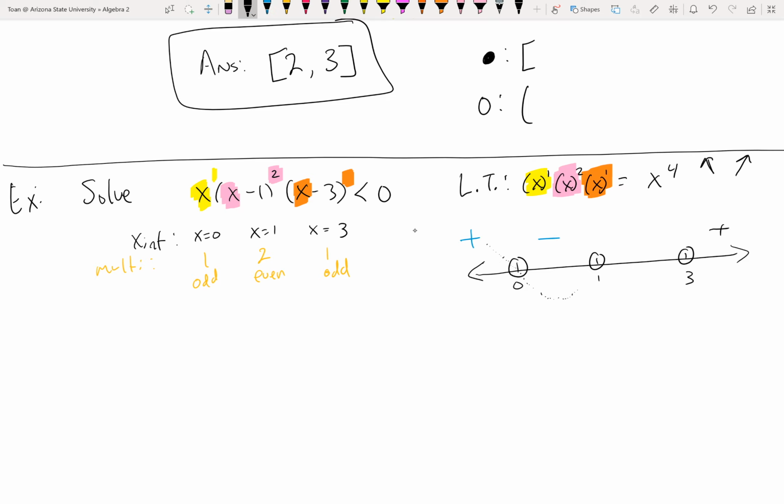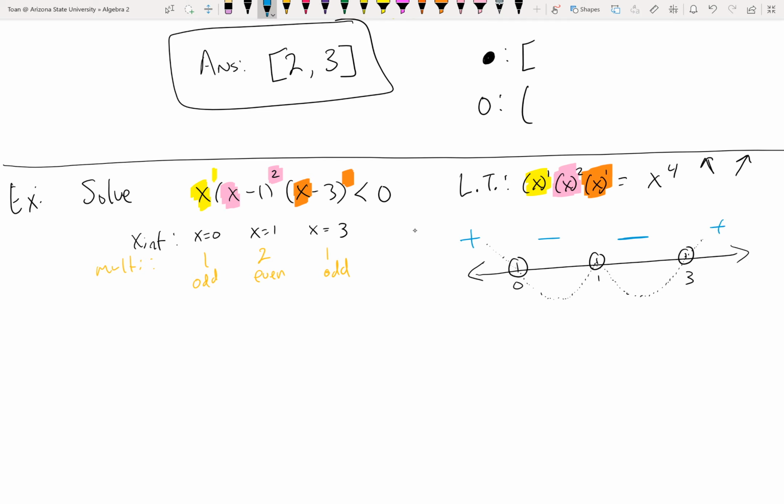But then he has to curl back up to a 1. Well, 1 has an odd multiplicity, or excuse me, even multiplicity. So that means he's going to bounce off. Well, if he's going to bounce off, he's going to stay down underneath the x-axis. So this guy will stay as negative. Then he's going to curl back up to a 3. 3 has an odd multiplicity, which means he's going to cut on through to the positive region.